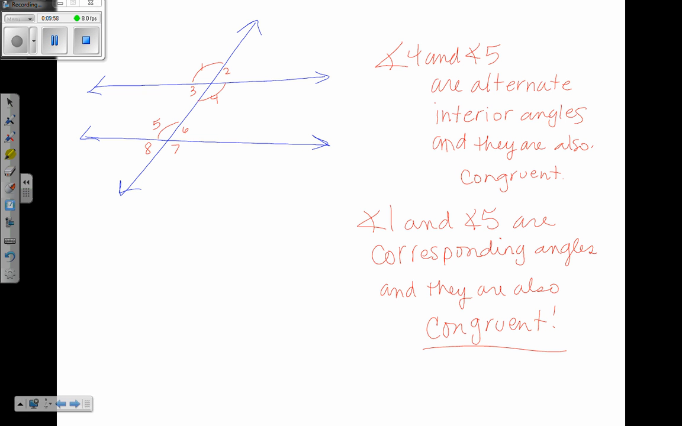Okay, what if I had two lines, L and M, and we knew that L was parallel to M. Angle 1 and angle 4 that I've marked here are vertical angles, but look at angle 1 and angle 5. Those are corresponding angles. Angle 5 and angle 4 are alternate interior angles, and they are congruent. Angle 1 and angle 5 are corresponding angles, and they are also congruent. So you need to know these terms to take the test.